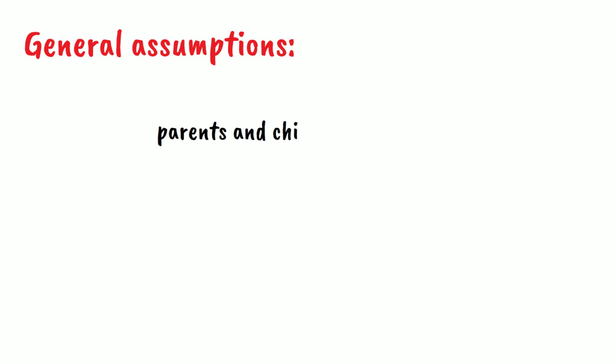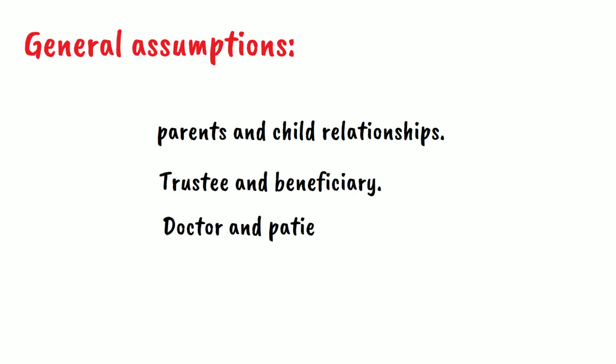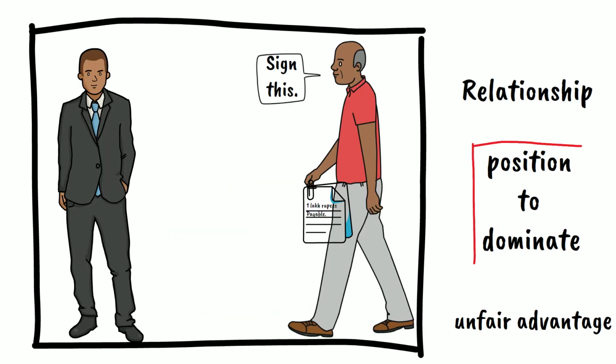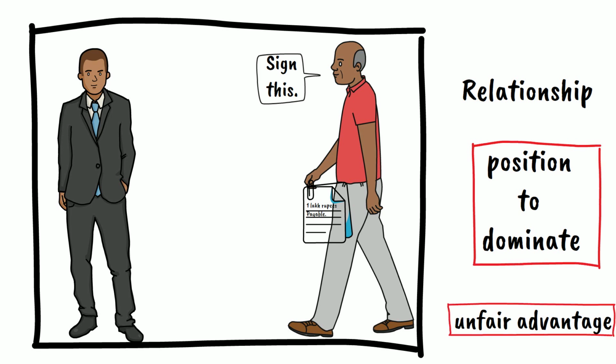In many relationships, generally it is assumed that one party is in a position to dominate the will of another party. For example, parent and child relationships, trustee and beneficiary, doctor and patient, police officer and accused, creditor and debtor. If you want to claim undue influence, you have to prove two things in court. One, the other party was in a dominant position. Two, he used that position unfairly.